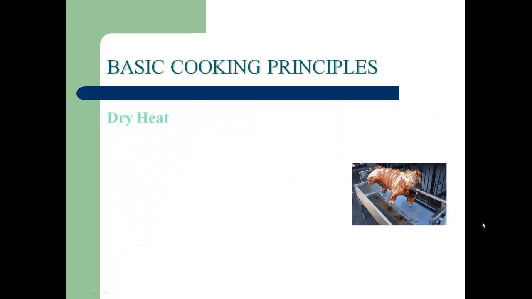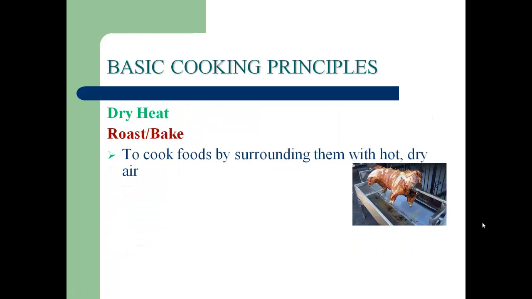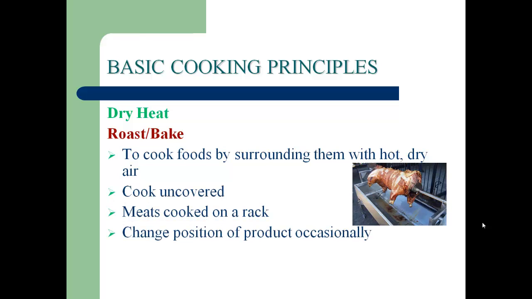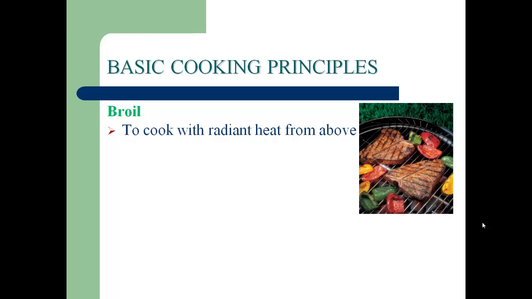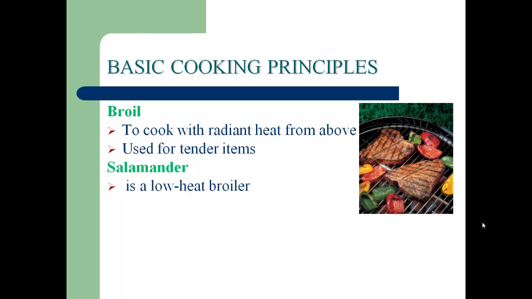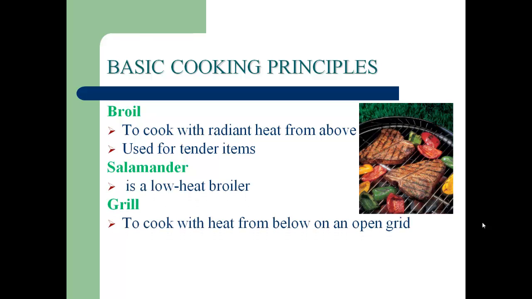Dry heat. Roast, bake: to cook foods by surrounding them with hot, dry air. Cook uncovered. Meats are cooked on a rack. Change position of product occasionally. Smoke roasting. Broil: to cook with radiant heat from above. Used for tender items. Salamander is a low-heat broiler. Grill: to cook with heat from below on an open grid. Griddling is done on a solid surface.